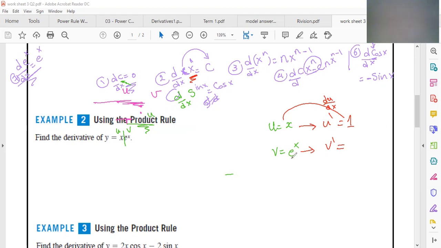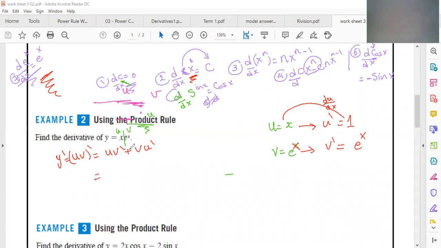V prime, what is the derivative of e to the power x? Rule: the derivative of the natural exponential. E is called the natural number. That is the natural exponential function. It will be e to the power x as it is. Then here I say u v prime plus v u prime: first multiply the derivative of the second, plus second multiply the derivative of the first.